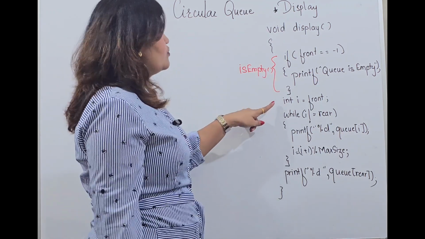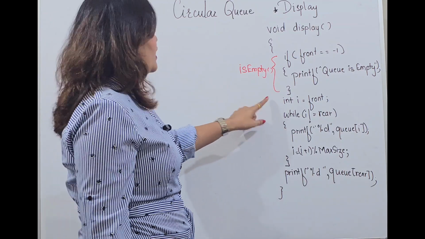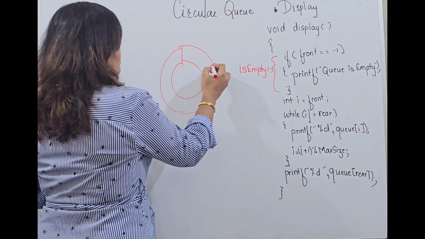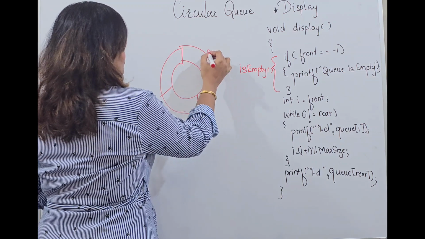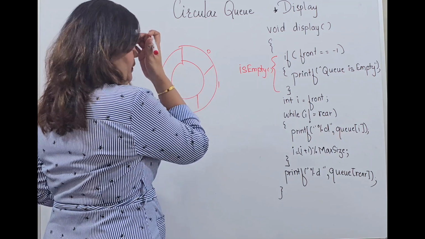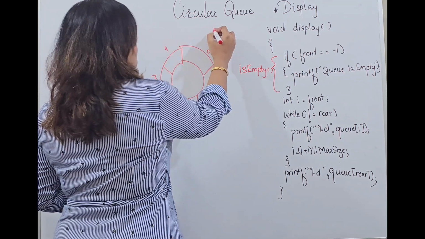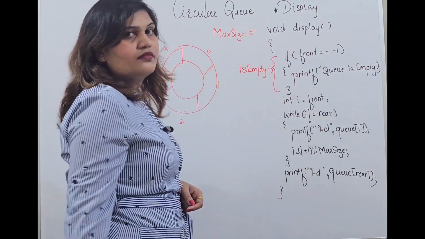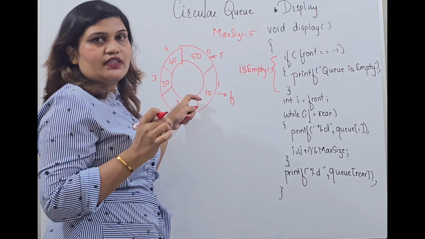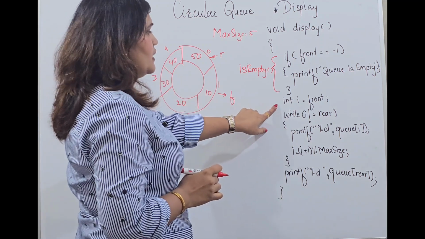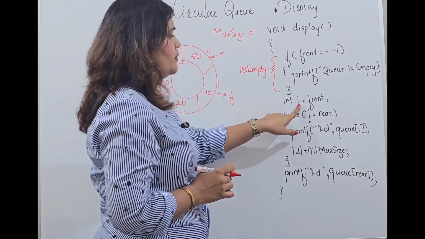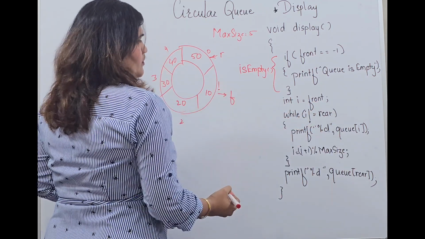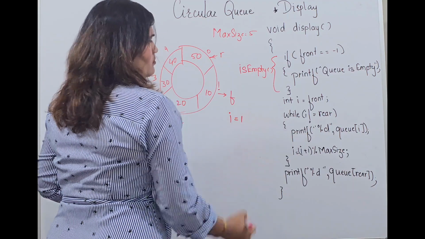Okay. Next thing that I do is int i equal to front. So now I need to start displaying my elements from my queue. Suppose this is my queue, 0, 1, 2, 3. I'll take one more, 4, max of 5. So this is my queue. Now I need to display this queue. So int i is equal to front. I've taken a variable i and there I'm storing the value of front. Front, that is what? 1. Okay, so my i is equal to 1.